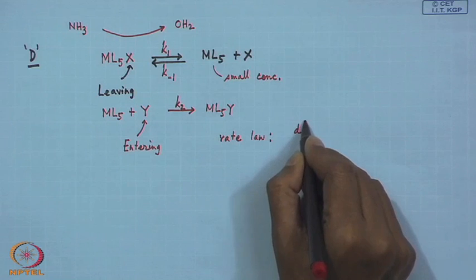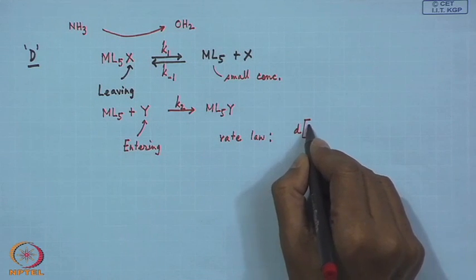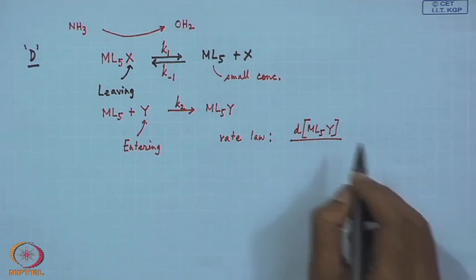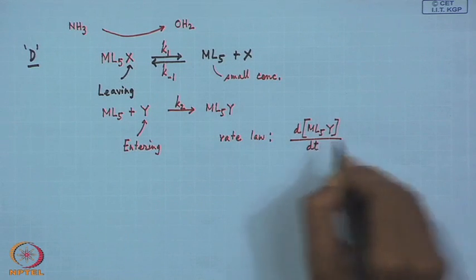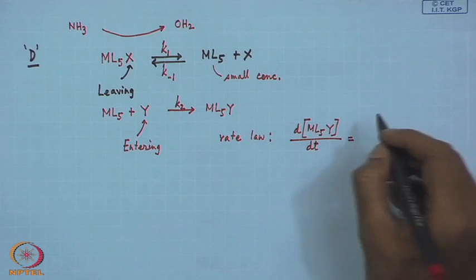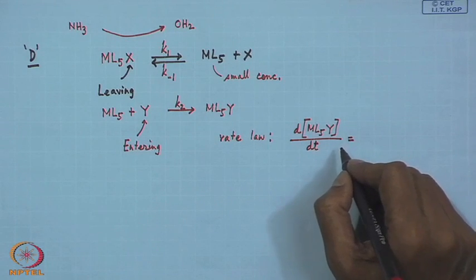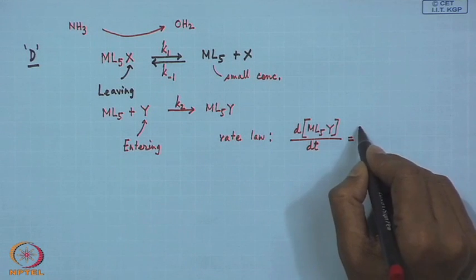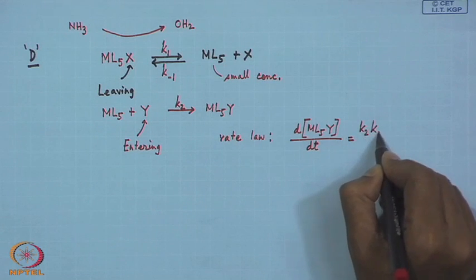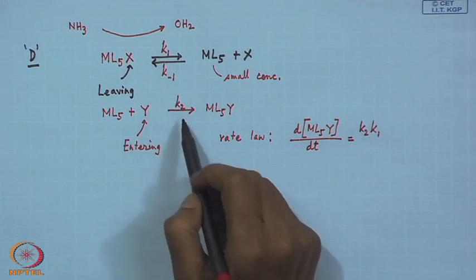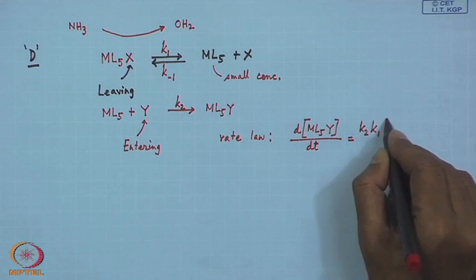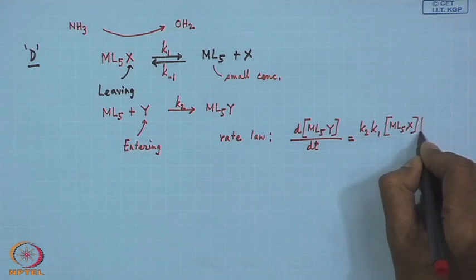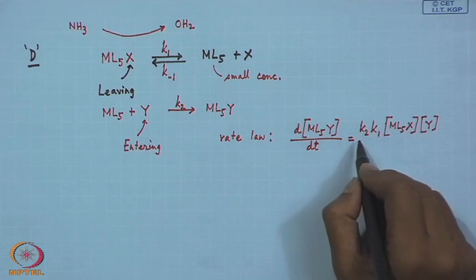as d/dt of the corresponding ML5Y. That means, the formation of this product ML5Y with time. So, the rate of change of concentration of the new compound which is forming through the introduction of Y is therefore dependent on K2, K1, these two steps, and the concentration of ML5X and the concentration of Y.